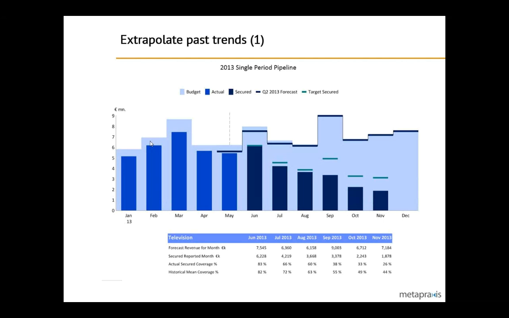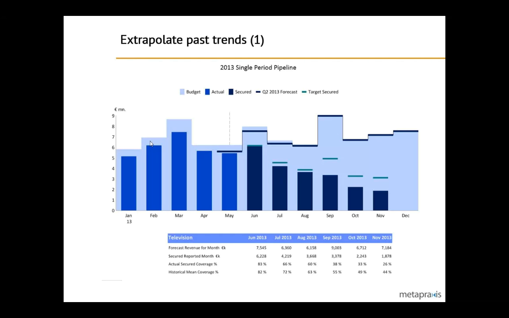So let's then go back through our data and look historically at what the mean coverage has been for that 6 months looking forward view. And we can see historically we'd actually expect 82% of our sales forecast 1 month out to be covered by secured orders, 72% 2 months out, and so on.